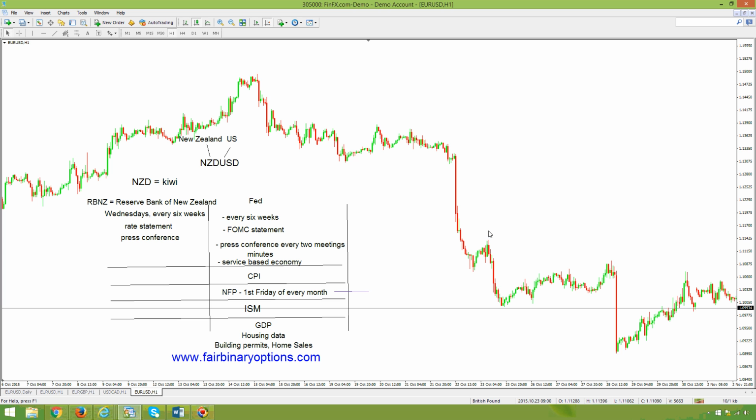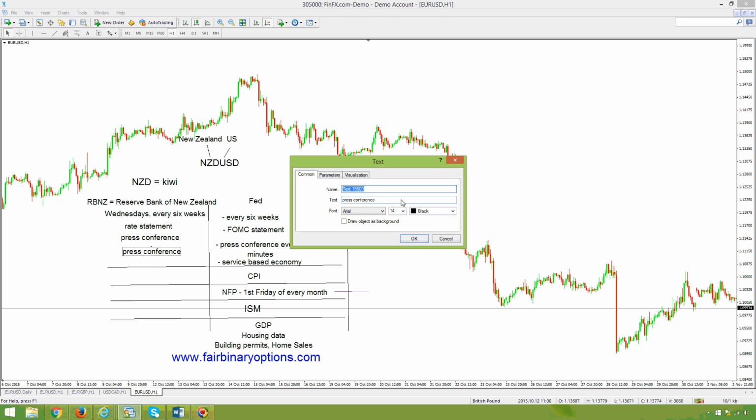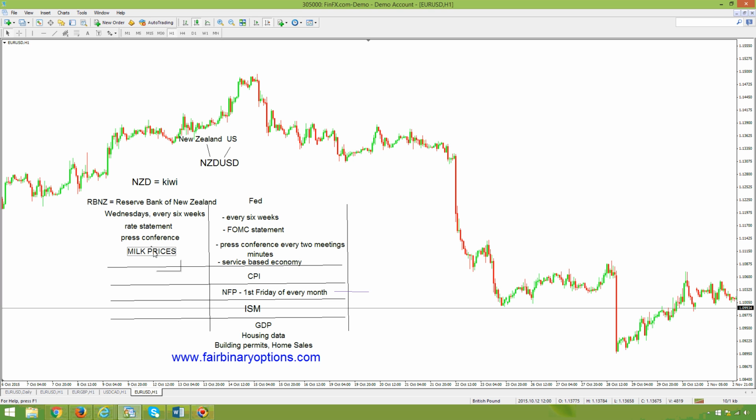But nevertheless, it is important. What else to keep in mind out of New Zealand? Well, there is only one thing that moves this market: milk prices, or dairies. Let me refer to that in our second part.